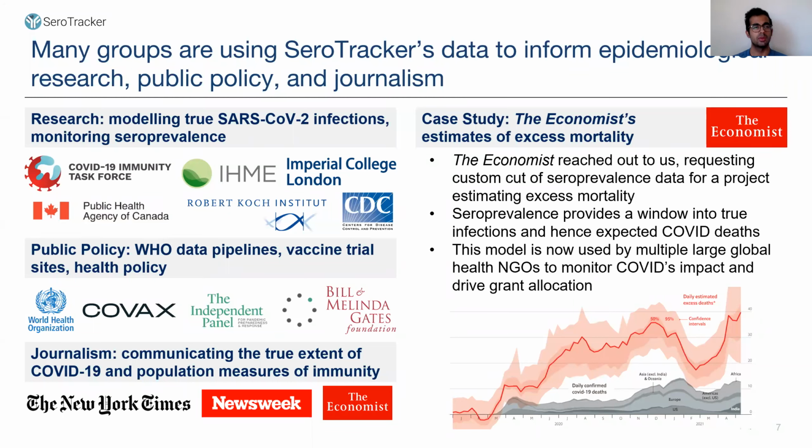They're interested in cross-referencing, given what the seroprevalence is country by country, and given what we know about the infection fatality rate of COVID, what do we expect excess deaths to look like on that basis? And of course, their methodology is not just based on seroprevalence data and the IFR, but SeroTracker data does help feed the model that they have developed, and which is now used by public health NGOs to monitor the true impact of the pandemic globally and to drive funding allocation to LMICs.